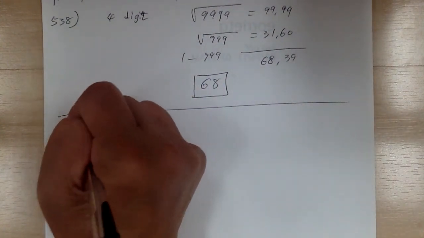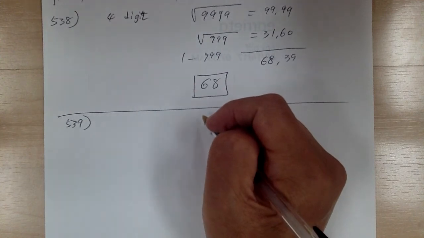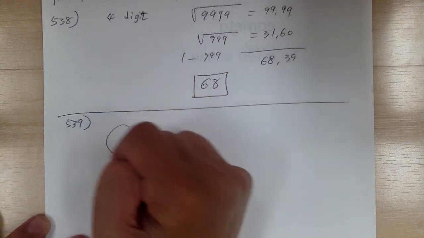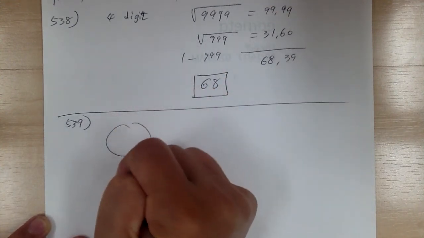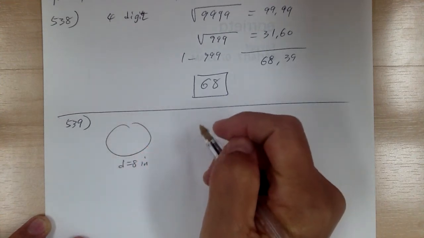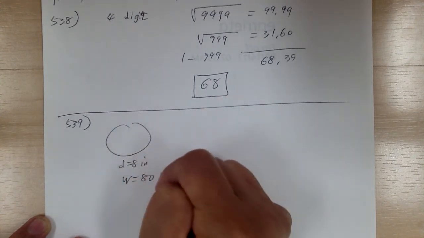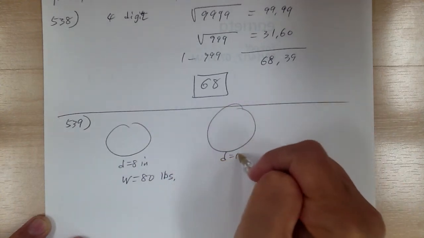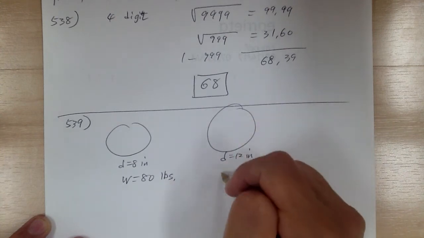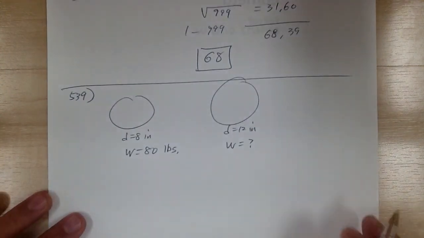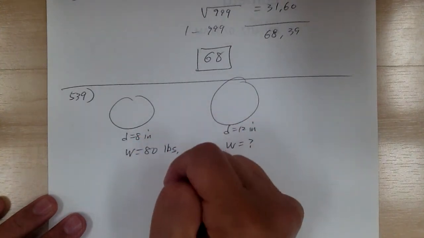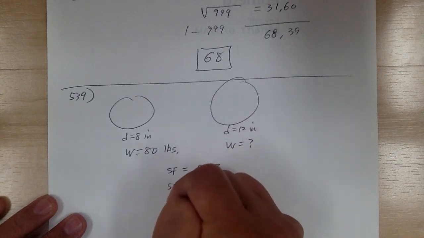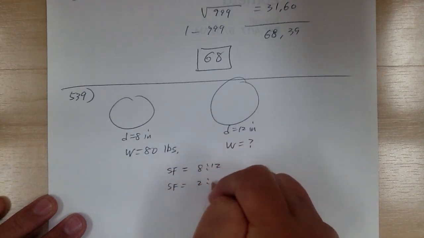Okay, let's go to 539. It says an iron ball 8-inch diameter, D equal to 8 inches, and weighs 80 pounds. How many pounds does an iron ball of 12-inch diameter weigh? So this one D equal to 12 inches. So first you need to look at the scale factor. So the scale factor is equal to 8 to 12. So divide by 4, you get 2 to 3.